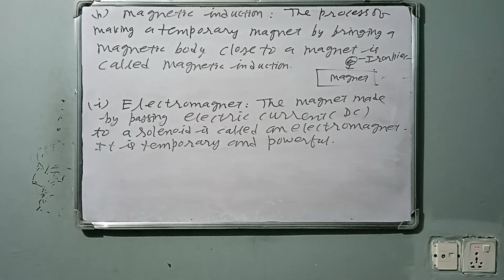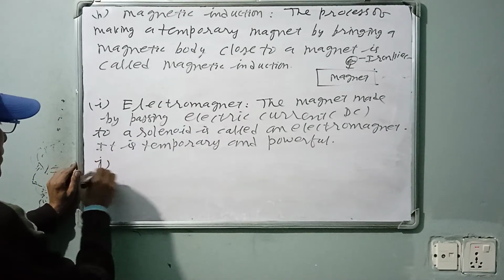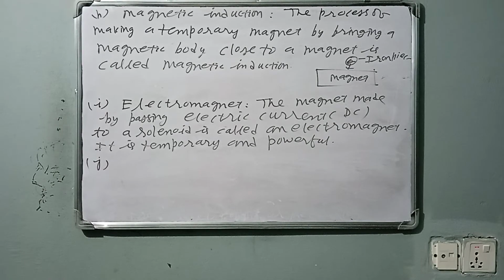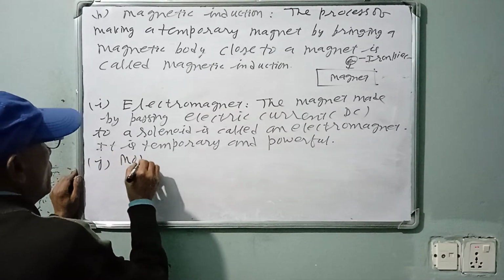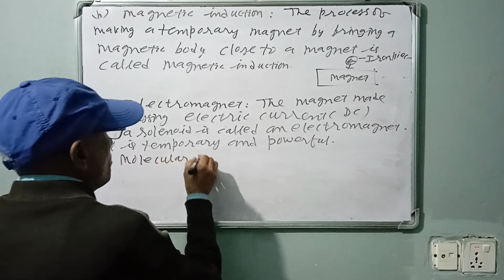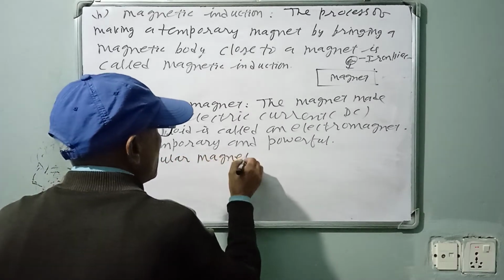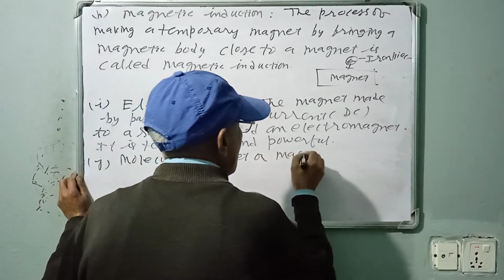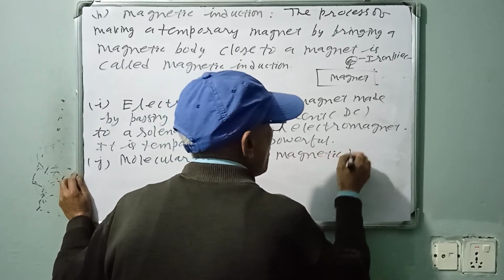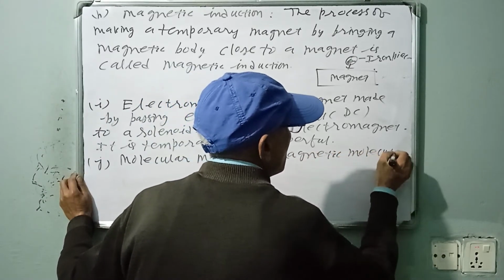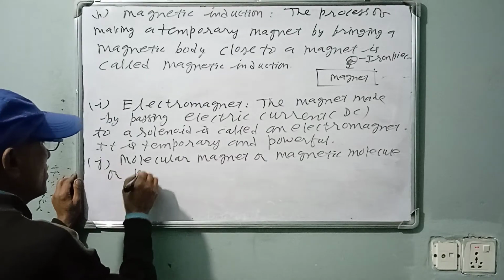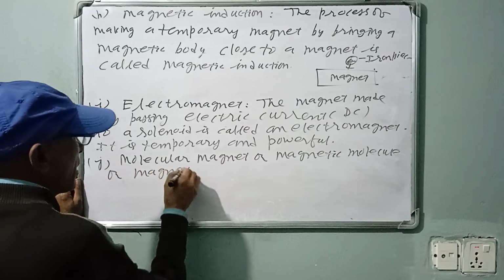There are other words, molecular magnets, called molecular magnet or magnetic molecule or magnetic domain.